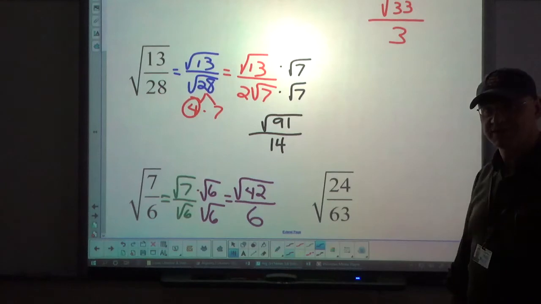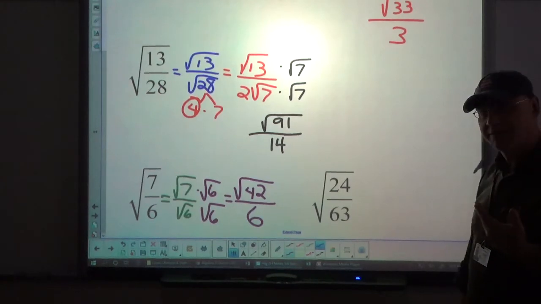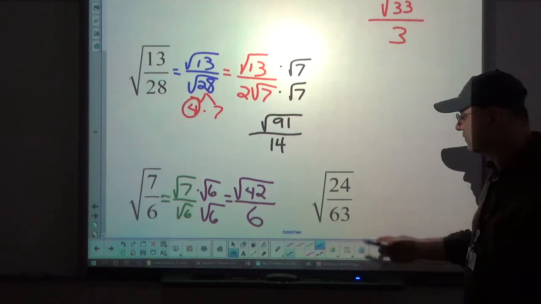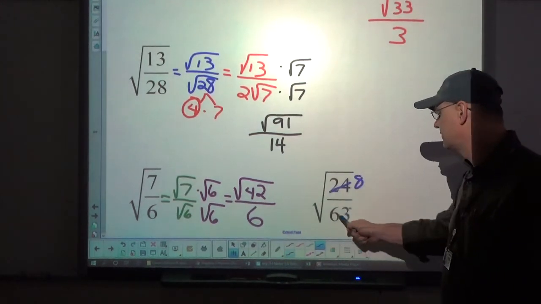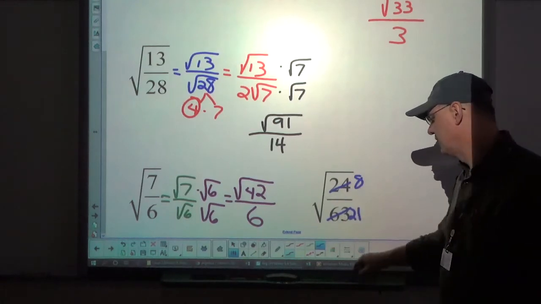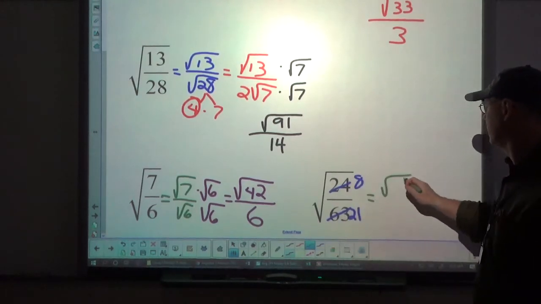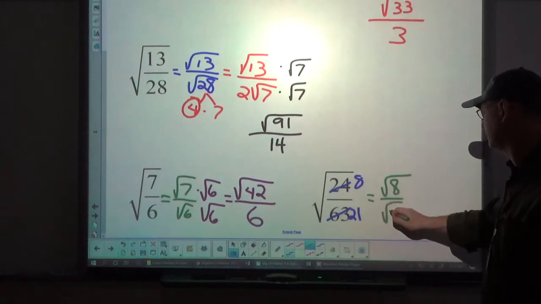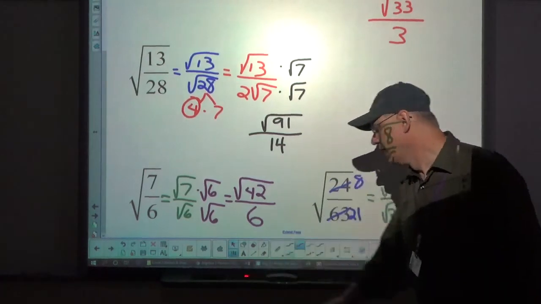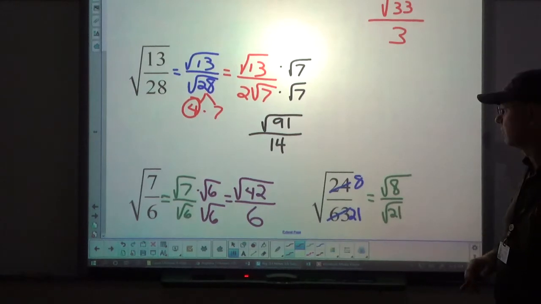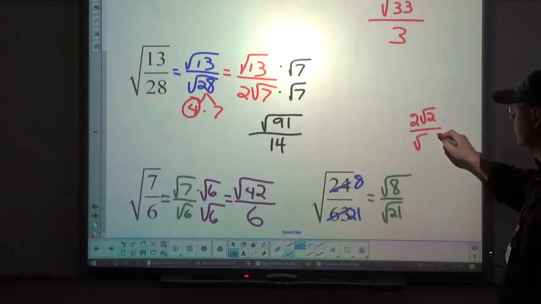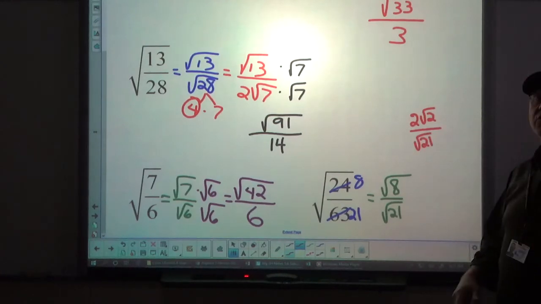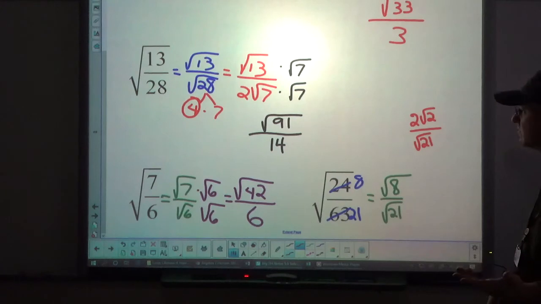Now in this one, you may have gone ahead and worked with the square root of 24 over the square root of 63, but you might want to reduce the fraction first. For example, 3 goes into top and bottom, giving 8 and 21. Now I've got square root of 8 over square root of 21. You might want to reduce that square root of 8 into 2 square root of 2 before you work with square root of 21, or you could wait until after. Either one works, but it's a little easier to do it when it's smaller.